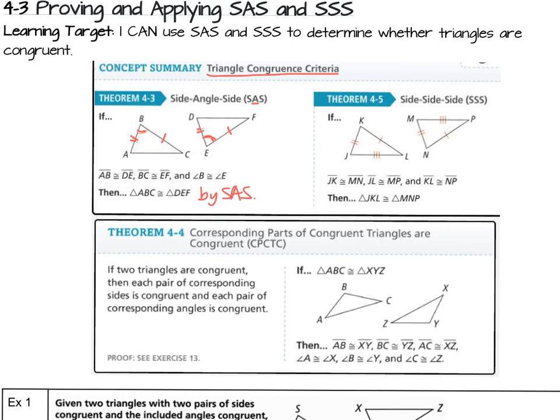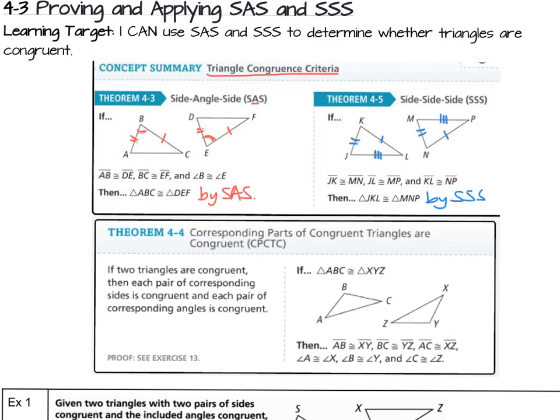So it says if JK is congruent to MN, we've got that double dash on the left of each triangle. JL is congruent to MP, and there's where that triple dash is, and MP is up here at the top. And then KL is congruent to NP on the right-hand side. Then the two triangles are congruent by SSS.